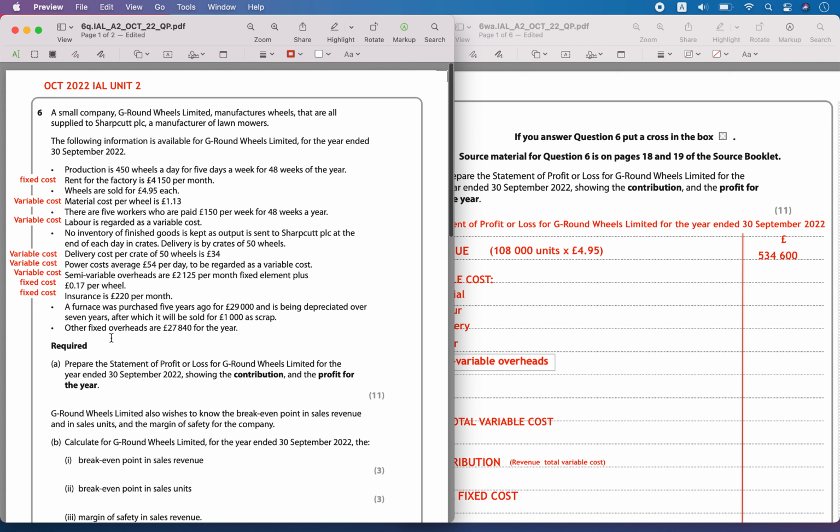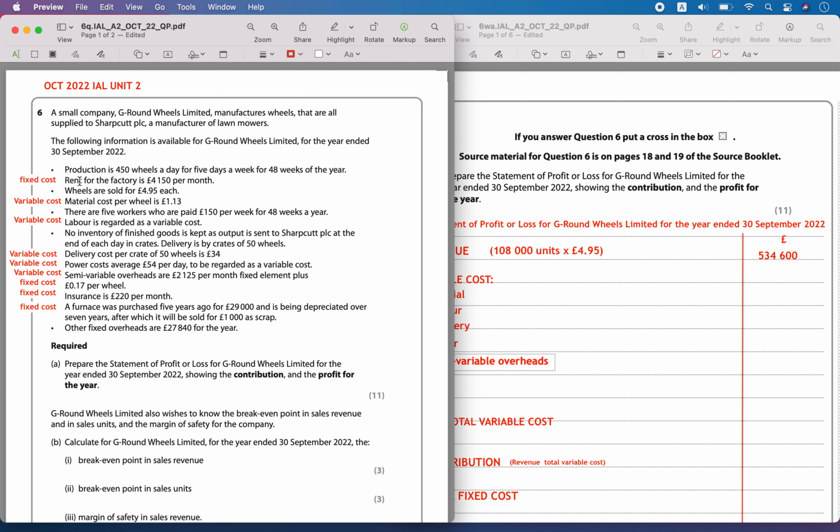fixed cost. Then it says a furnace. Okay, so the furnace was purchased 5 years ago for 29,000 pounds and is being depreciated over 7 years, after which it will be sold for 1,000 pounds as scrap. This is also not dependent on the quantity produced. So this depreciation cost is a fixed cost. Then you have the other fixed overheads, which is also a part of fixed cost.